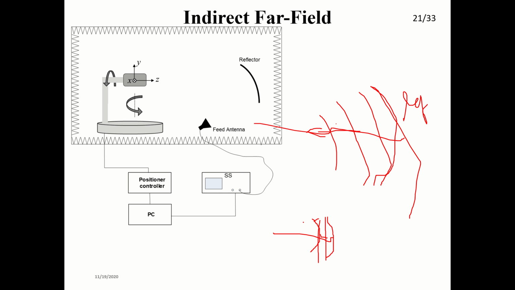Okay, so the main disadvantage of this is called center fed. If your feed is here and you have a reflector like this, this is called a center fed reflector. The main disadvantage is that when it gets reflected as a plane wave, it gets blocked, the blockage will be there due to the feed.